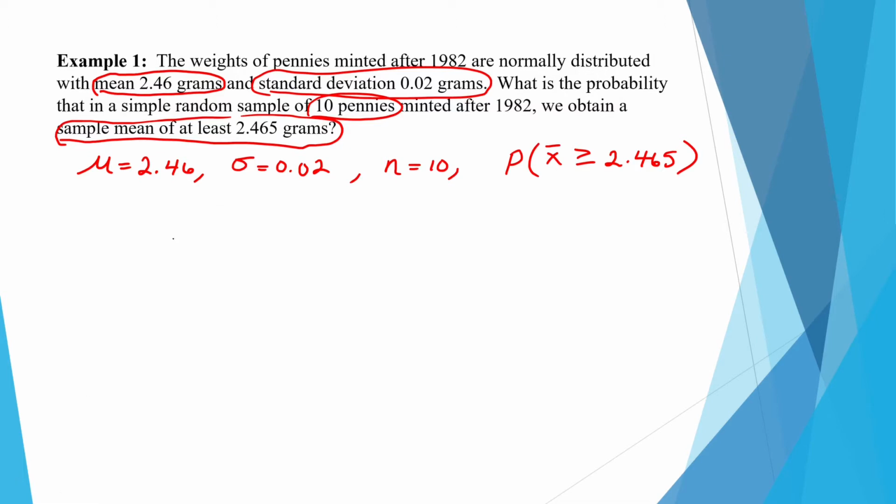We'll use our formula. Z equals x bar minus mu divided by sigma over the square root of n to calculate this probability. I am going to convert this x bar into a z-score, and then we'll be able to use our z-table to calculate the area, or the probability.